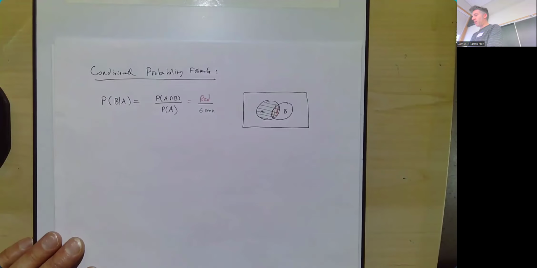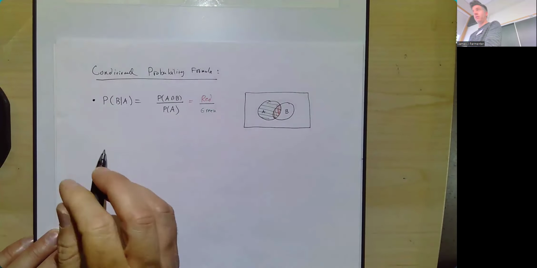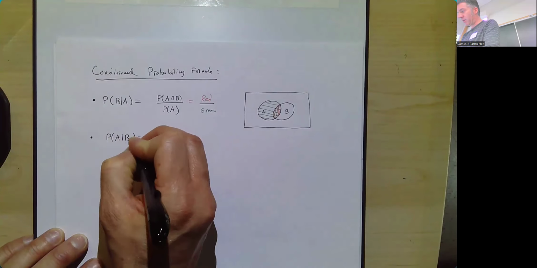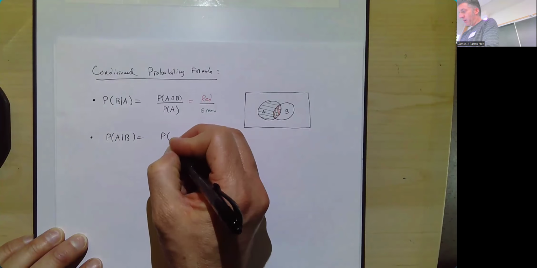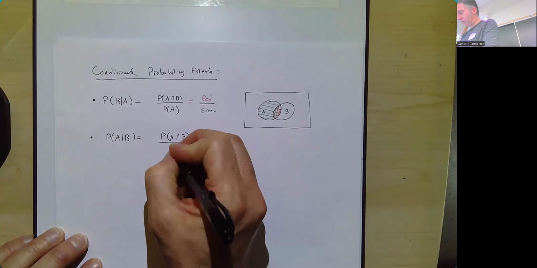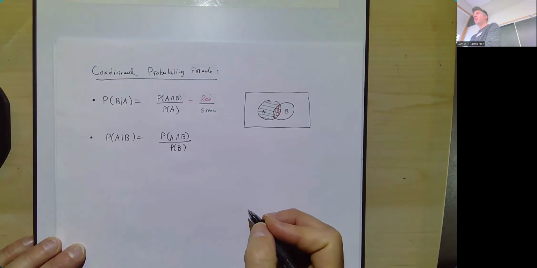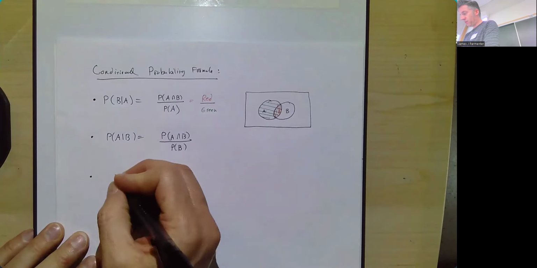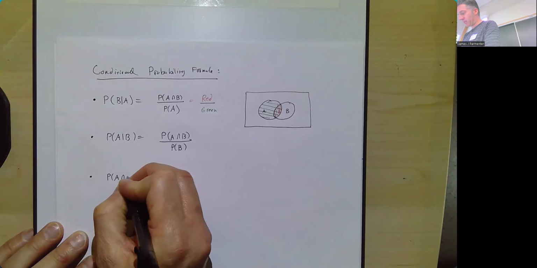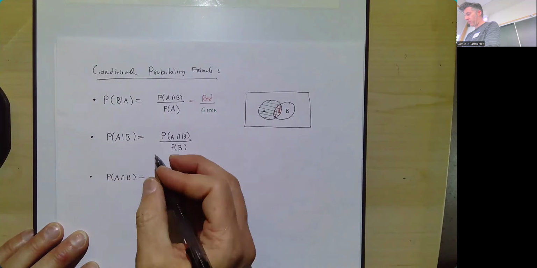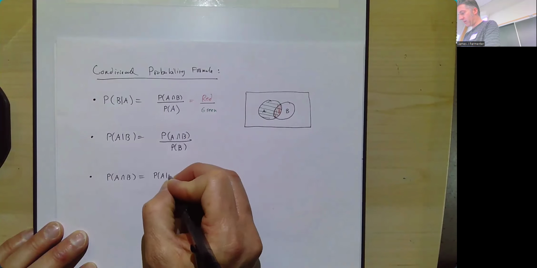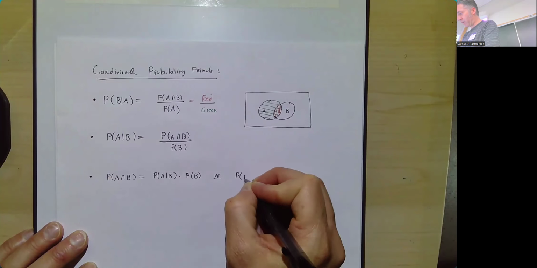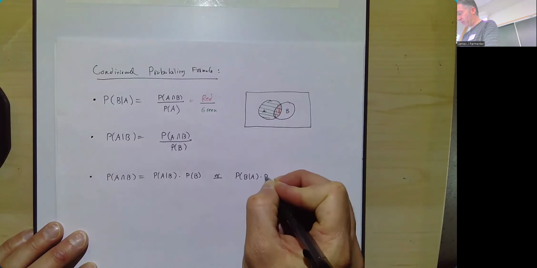And then you can also write this formula in the flipped way. You can write it as the probability of A given B equal to the probability of A intersect B divided by the probability of B. And finally, my least favorite version of the formula, but it is useful. The probability of A intersect B is equal to either the probability of A given B times the probability of B, or the probability of B given A times the probability of A.